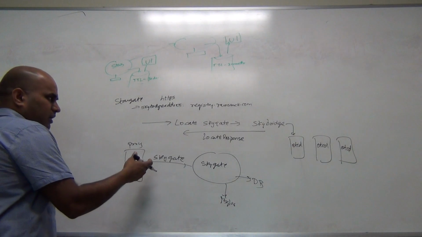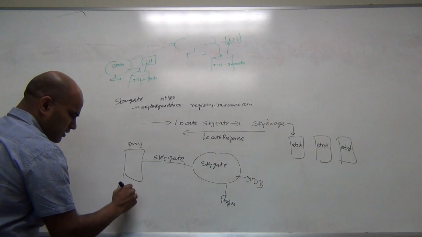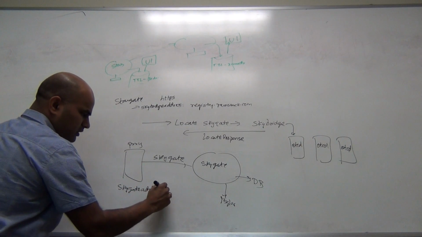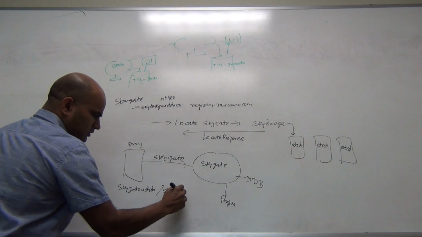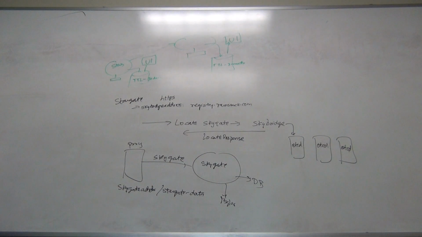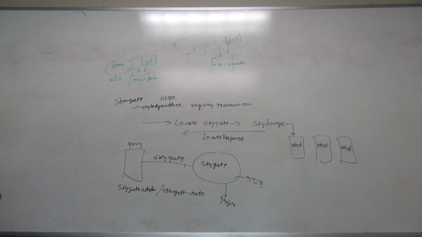So the basic route that Stargate talks to Skygate is on Skygate address /Stargate data. This URL basically expects a post request with a marshaled bolt in the body of the post. There's a few other URLs like status and all the other things.